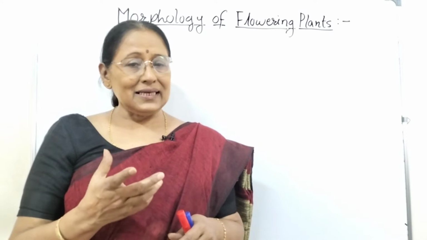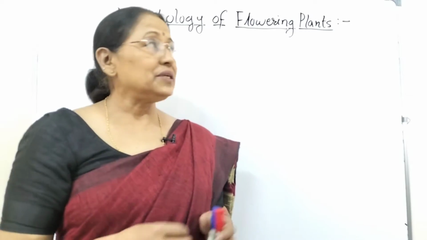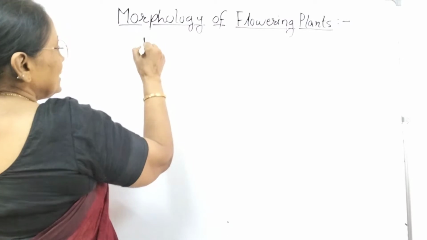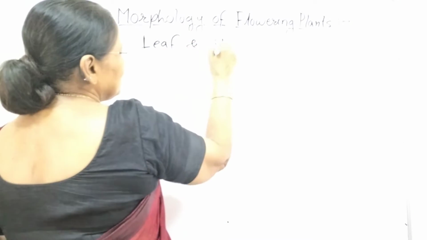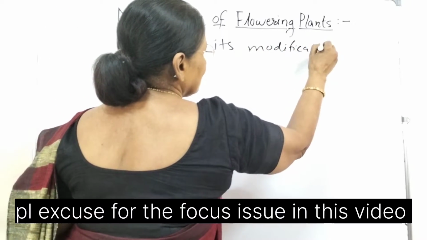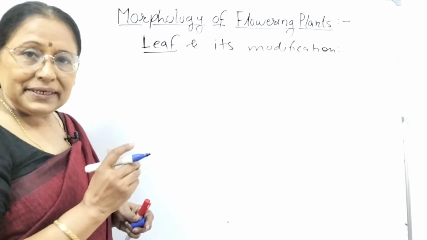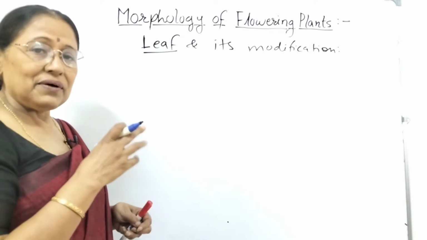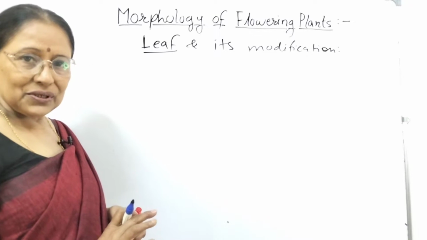Today, let us start today's session, that is the leaf and its modification from the chapter Morphology of Flowering Plants. So it is leaf and its modification. We have already completed root and its modification and stem and its modification. If you have not gone through it, please find the link in the description box.